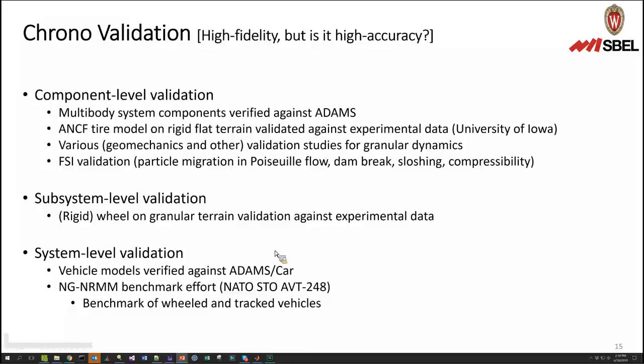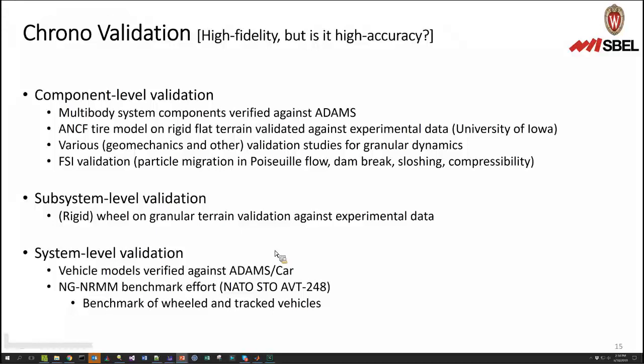We did validation whenever possible at the component level. For instance, we validated against Adams, the subcomponent, the multi-body dynamics component. We look at tires, and at the University of Iowa we had a collaborator, Professor Sugiyama, who helped with the tire model validation, and we have other validations for fluid flow interaction and so on. But then moving on, we have a subsystem level validation and then a system level validation.